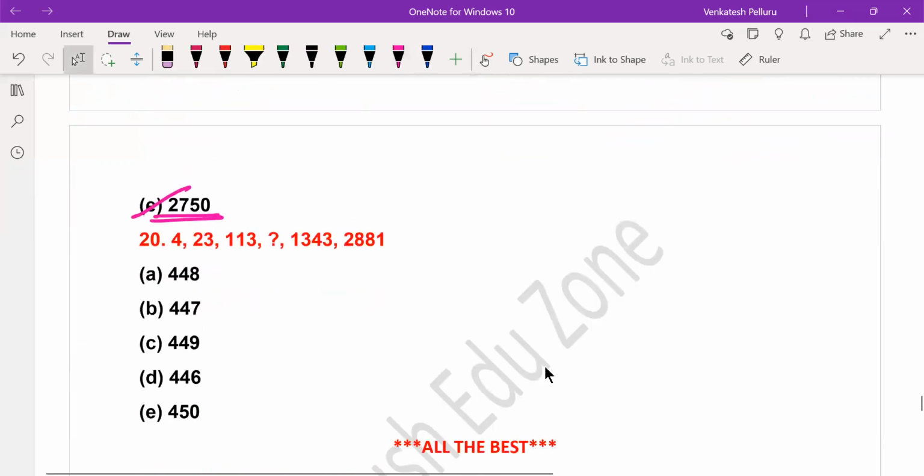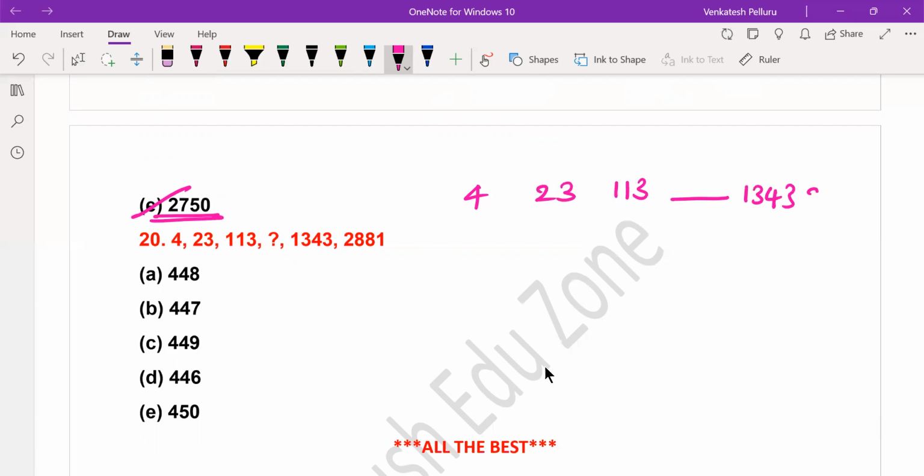Last and final question for today. So 4 into 23. Sorry, 4 gave me 23. 23 gave me how much? 130. Then I have a question mark. Then I'm having 1343. And then I'm having 2881.